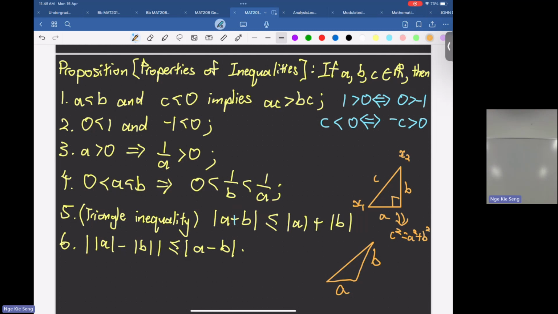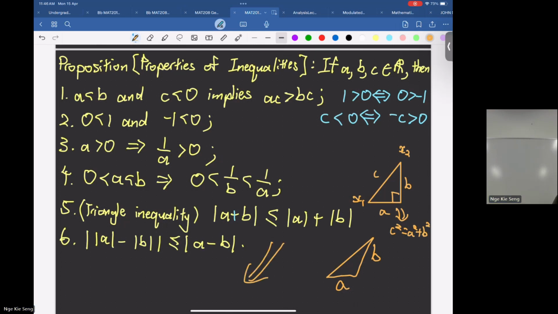But there's a bug here. Where's the bug? This A and B is in R2, but this A and B is in R. So can you think of a way that when you take the modulus of A plus B, it is strictly less than the modulus of A plus the modulus of B? Can you think of an example? Let's try to think of an example. Find A, B such that the modulus of A plus B is strictly less than the modulus of A plus the modulus of B.